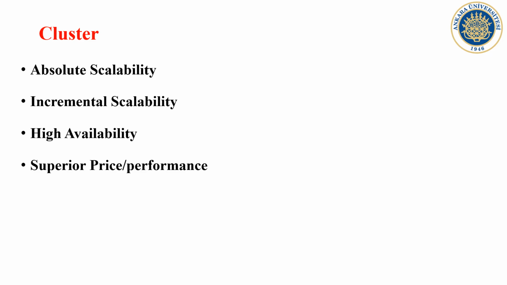Cluster systems offer four major benefits. The first is absolute scalability. A cluster can consist of tens, hundreds, or even thousands of machines. Each node may itself be a multiprocessor system, allowing a cluster to far exceed the computing power of even the largest single computer.